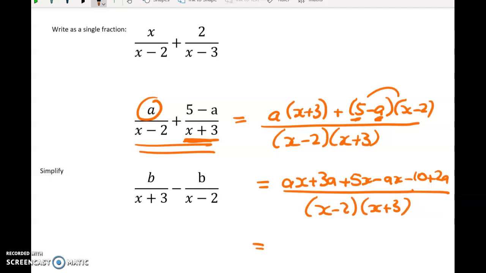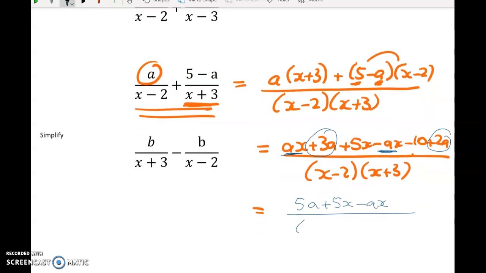Okay, so some stuff disappears here. I've got ax, but I've got to take away ax. And I've got plus 3a plus 2a. So we need to collect up those like terms. We get 5a plus 5x minus ax. That'll do. I can't simplify that any further. So that's my final answer for that one there.